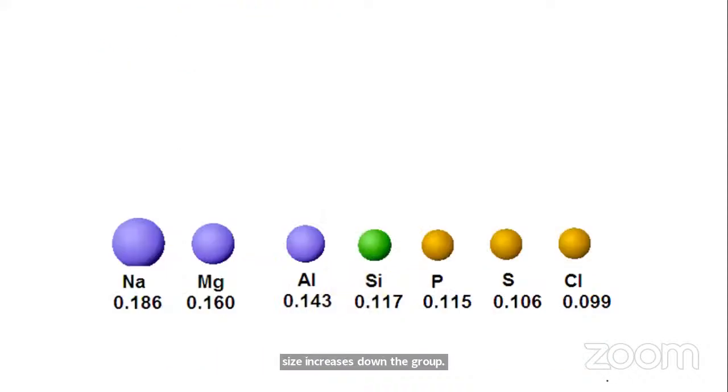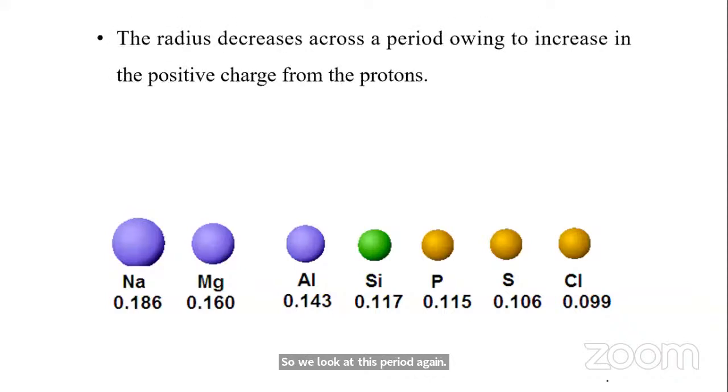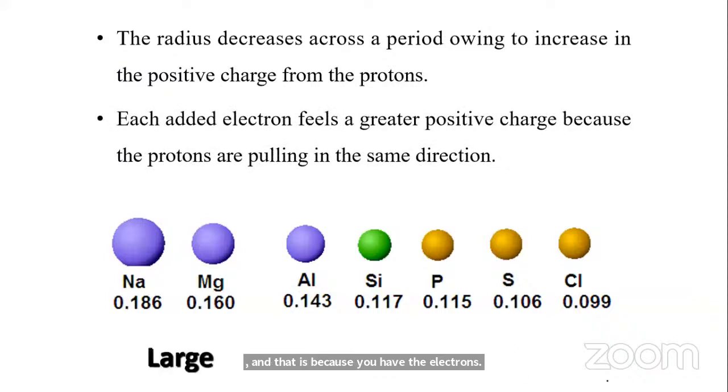So we look at this period again, the same thing here. As we look at sodium to chlorine, you see that there is that decrease. The decrease occurs as we go across the period. That is because you have all the electrons present in the same energy level, and the nuclear charge increasing. So generally elements to the left of the periodic table are larger than the elements to the right of the periodic table.